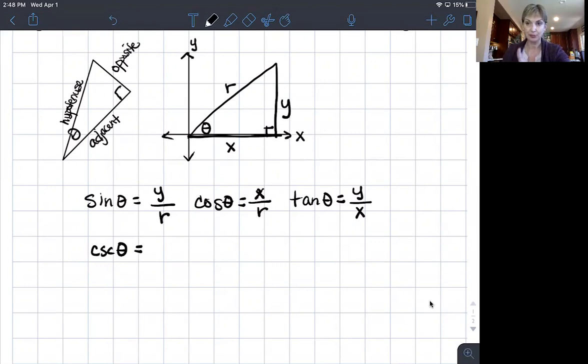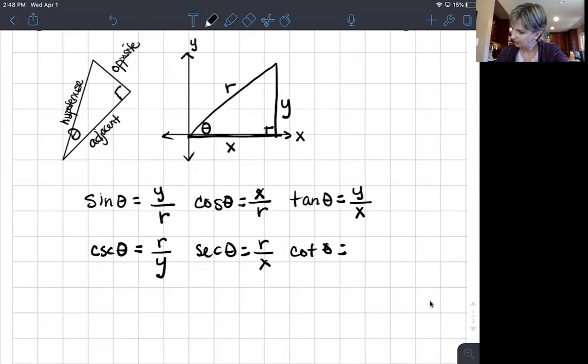What would cosecant be? Right, it's just the reciprocal of sine, so it'd be r over y. Secant would be r over x. Cotangent would be x over y.